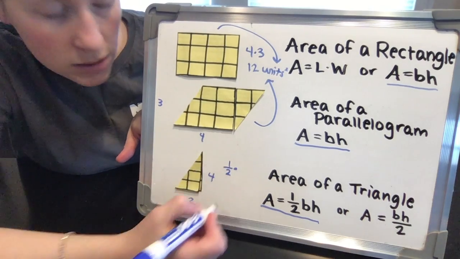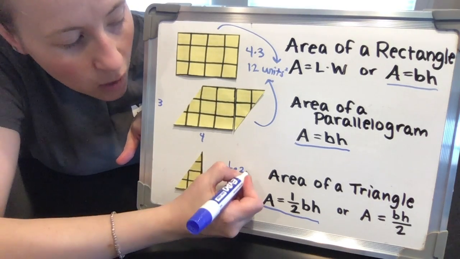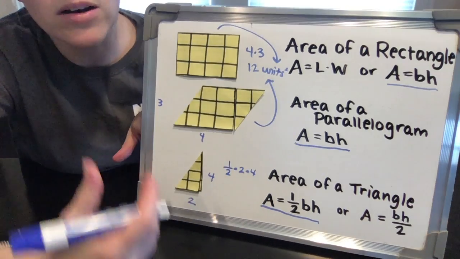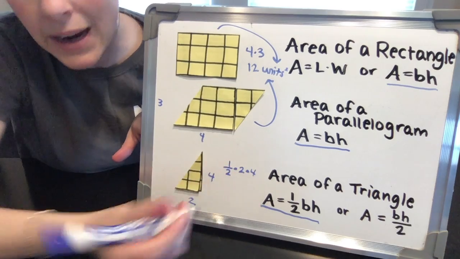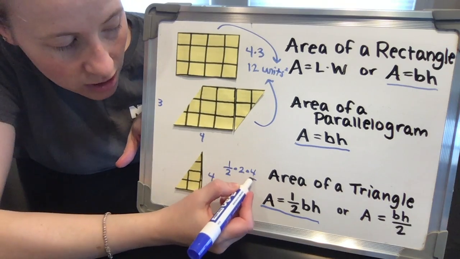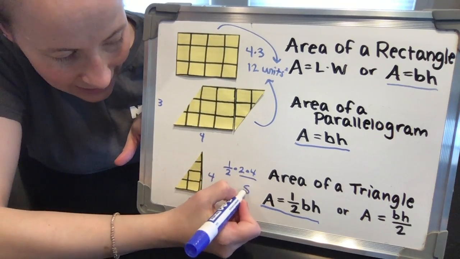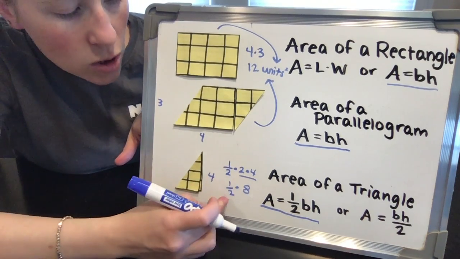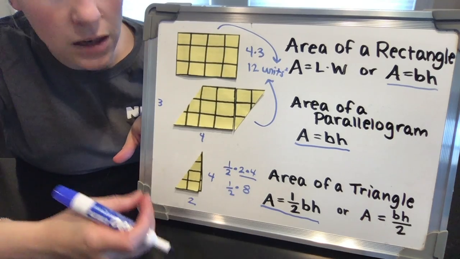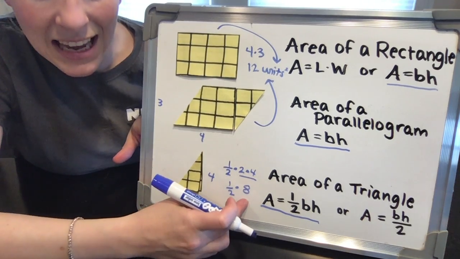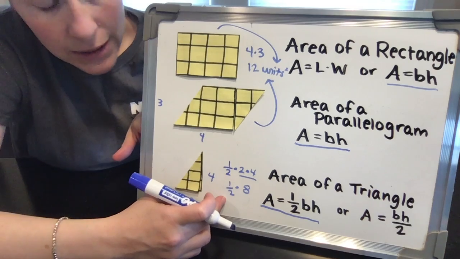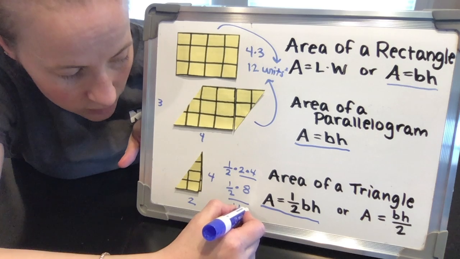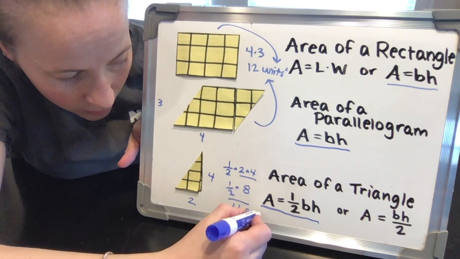multiplied by the base, which was 2, multiplied by the height, which is 4. And we know that when we're multiplying things, we can multiply in any order. So I'm first going to choose to do 2 times 4, which is 8. And then I'm going to bring down my 1/2 because I haven't used that yet. So 1/2 of 8. Another way to think of this is taking 8, and when you're cutting something in half, you're dividing it by 2. I'm going to think of this as 8 divided by 2, which is 4 square units.